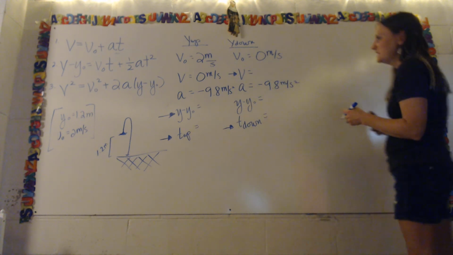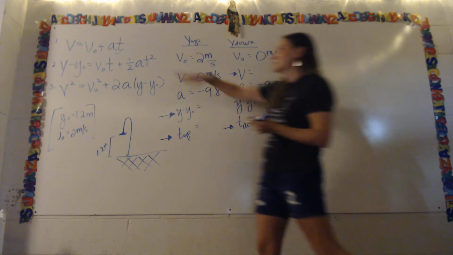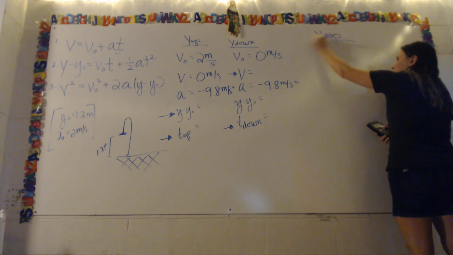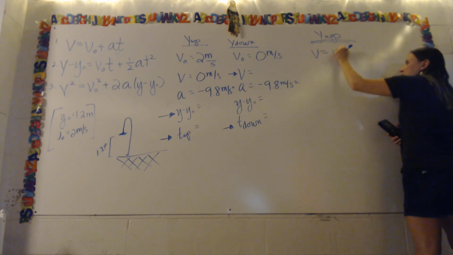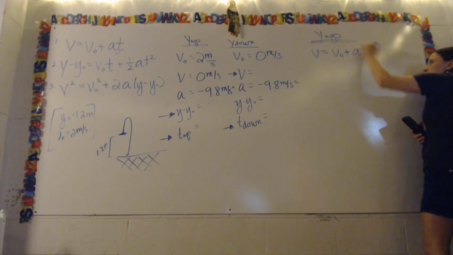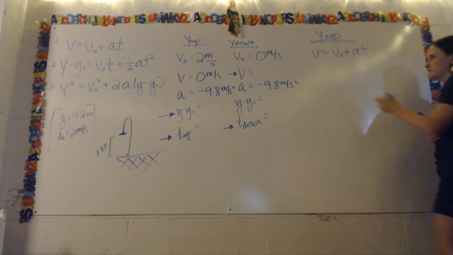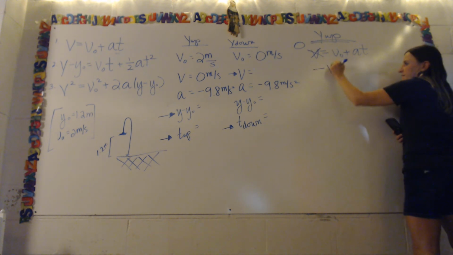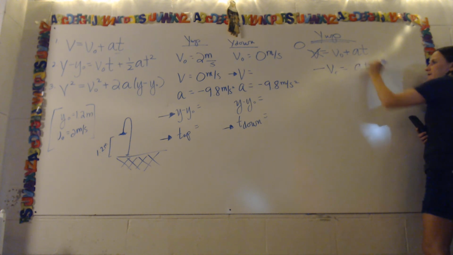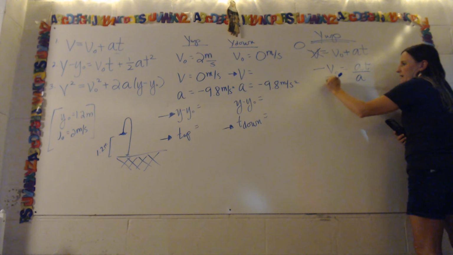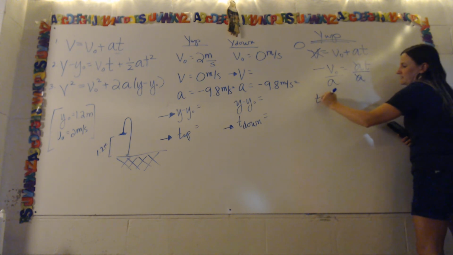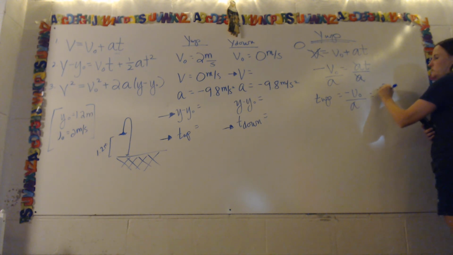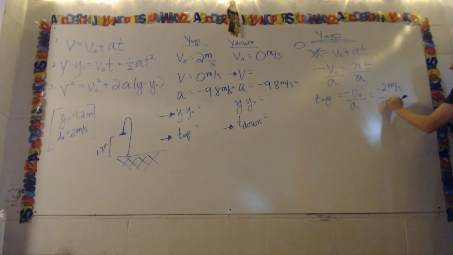So if I want to solve for t, right now I could use this first equation. I know enough about it to solve for t. So I'm working in y up, and I'm going to say v is equal to v naught plus a times t. If I think about those givens for up, the final velocity is 0. And so I can move things over. I can say negative v naught is equal to a times t. I can divide both sides by a. And so I can say t up is equal to negative v naught over a, which is negative 2 divided by negative 9.8.